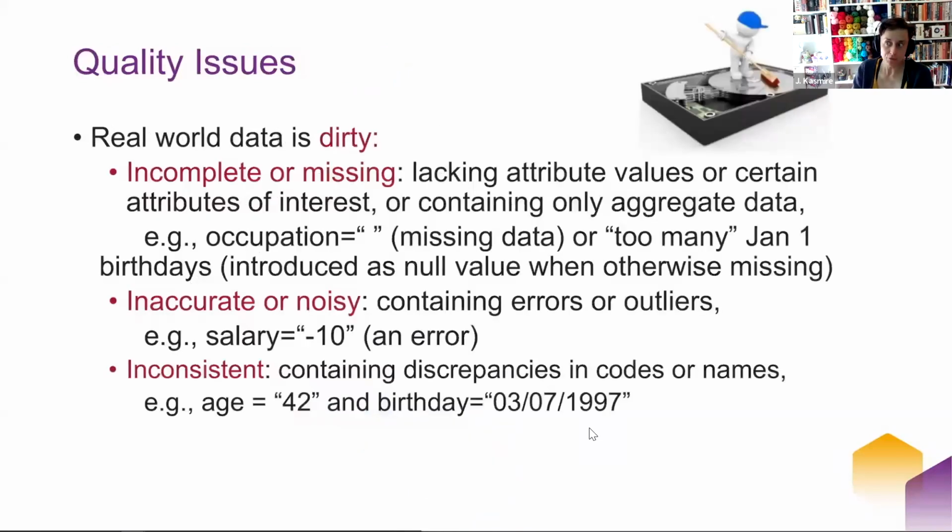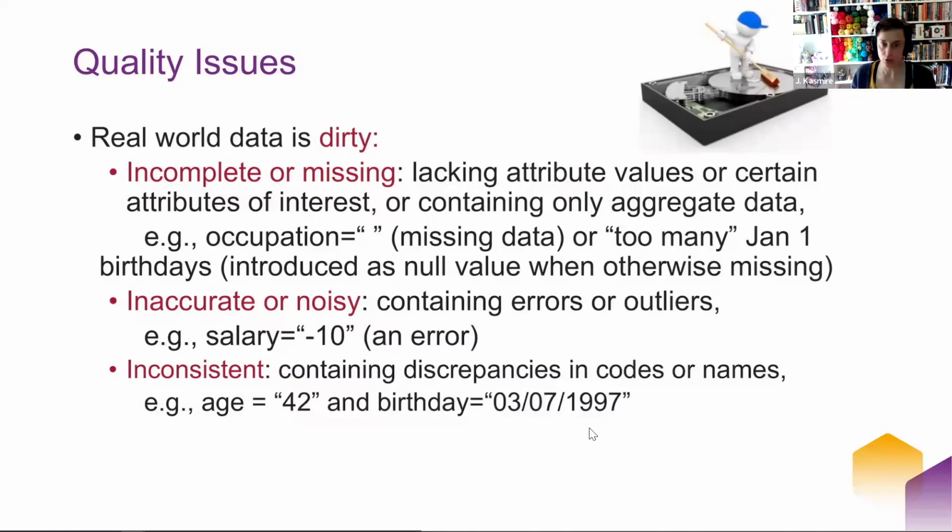Now, hopefully some of you will be aware that real world data is dirty. It is incomplete or missing, so it's lacking attribute values or certain attributes of interest, or it only contains aggregate data. For example, if you had some data including one column for occupation, where things were just missing, no occupation was listed, or maybe a birth date, where there's just an improbable number of January 1st birthdays, you might suspect that something had gone wrong in the collection process, that perhaps if birthday had not been introduced, it was coerced into listing January 1st or something like that.